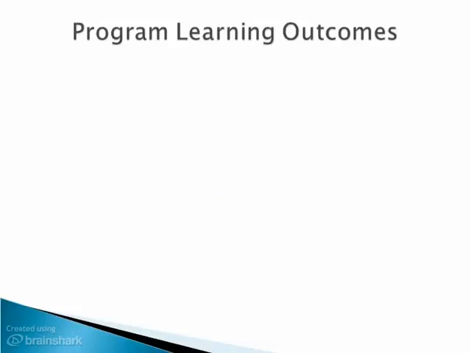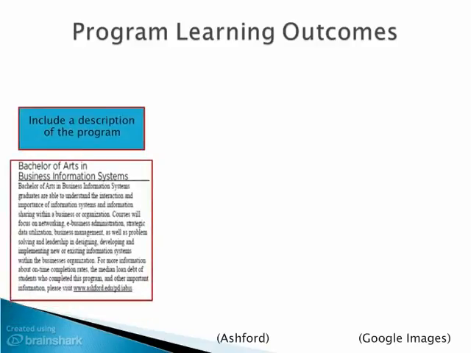Program learning outcomes should reflect the goals of an entire program of study. The directions state, based on your needs assessment, design a set of program learning outcomes that will address your needs. Your outcomes should reflect the goals of the entire program of study. The example is given, like a BA in business.